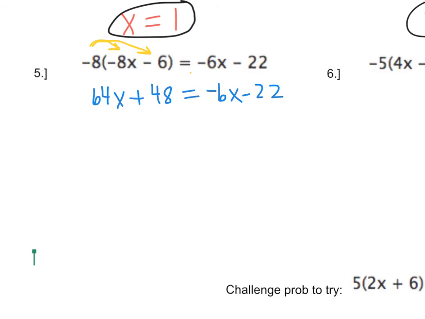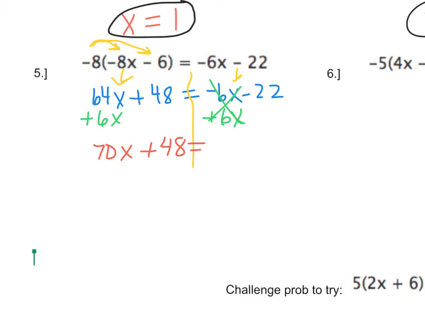All right, now we have an x over here and an x over here. We have to get those together using inverse operations. So since it's minus 6x, I'm going to add 6x so I can get all the x's on one side. And now let's add 64 plus 6. That's 70x, and bring everything else down. And now we have a two-step equation. Now we're going to solve the two-step equation using inverse operations.